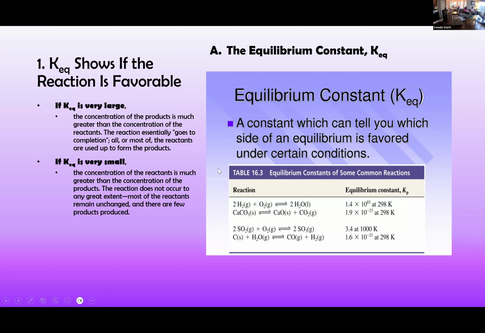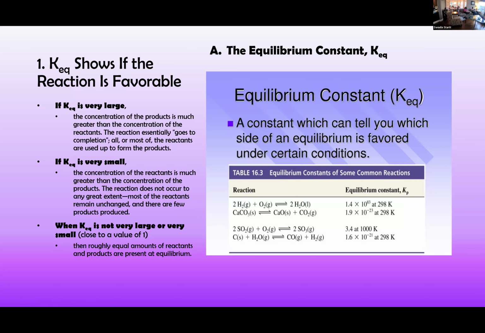So what's this useful for? It's useful in predicting what you would expect to see as far as dynamic equilibrium goes in a given system. That's the whole point of it. When it's not very large or very small and it's close to the value of 1, you have roughly equal amounts of reactants and products present at equilibrium. So when it's close to 1, you have equilibrium.